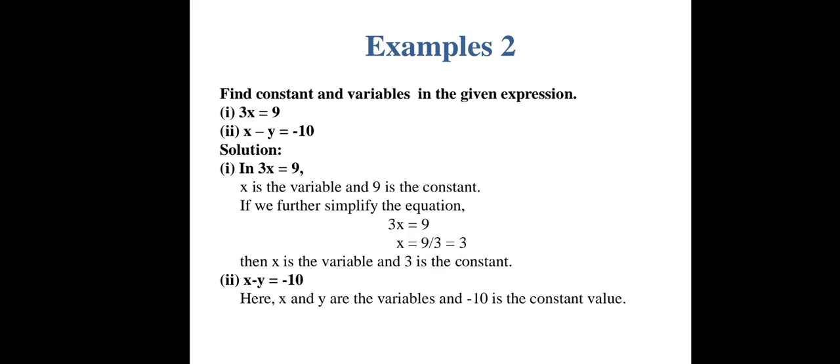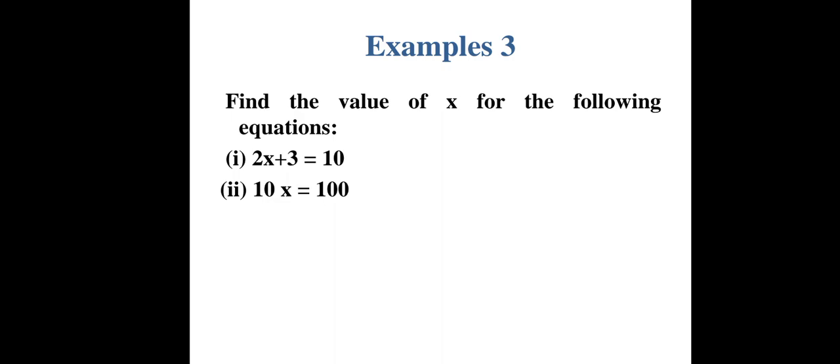Take the second equation, x - y = -10. From this, x and y are the variables and -10 is the constant value. Take one more example. In that also we have to calculate the x value and then write the constant and variable values.